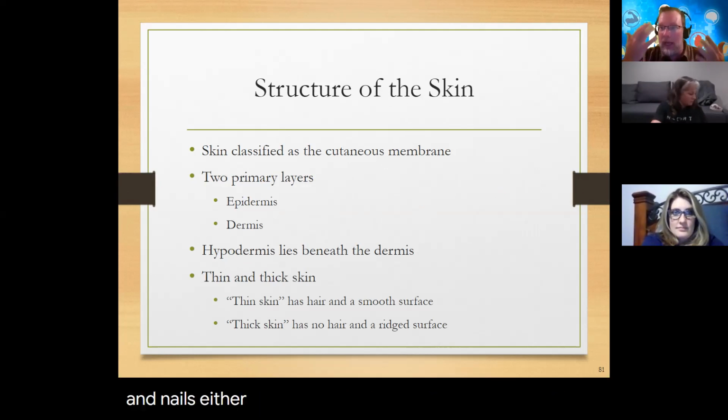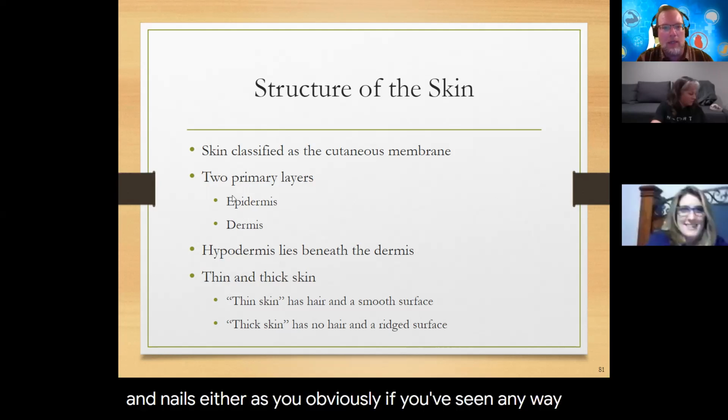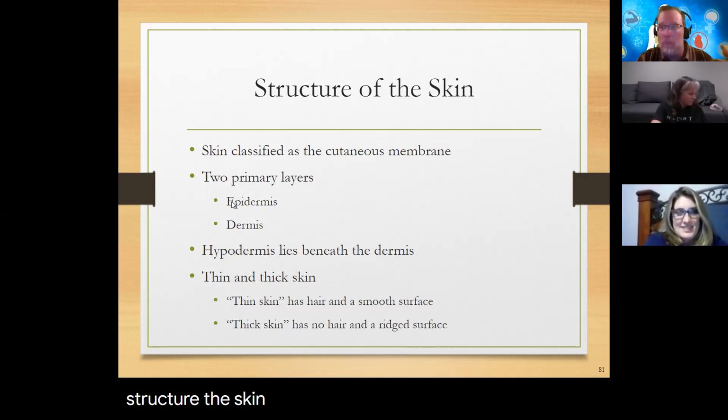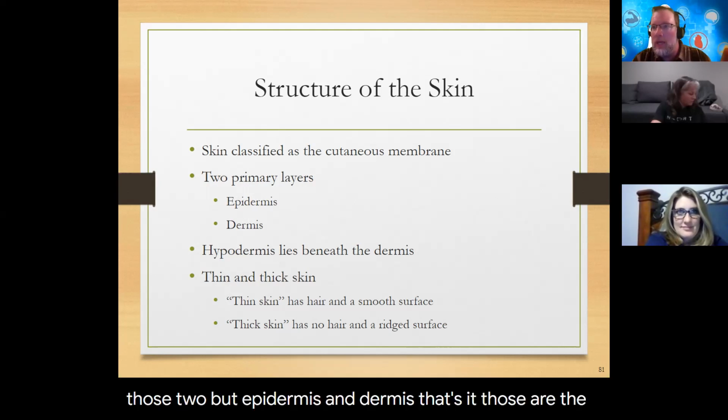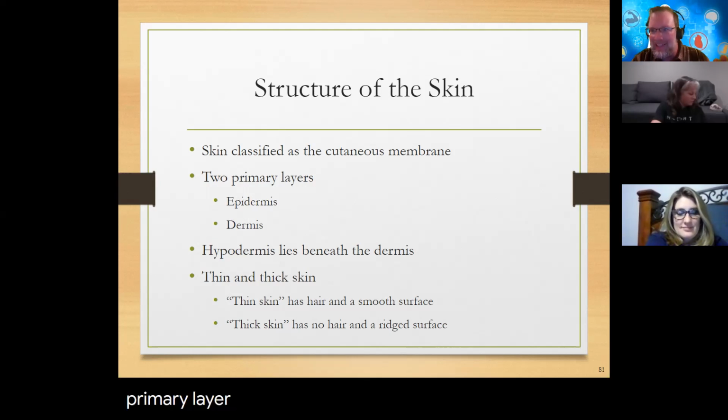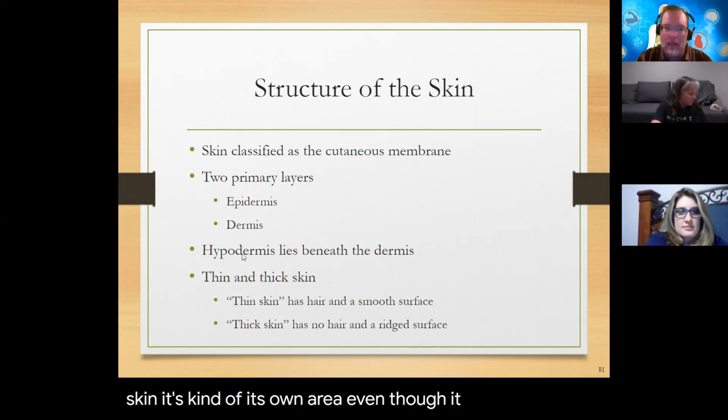As for the structure of the skin, there are only two layers. There are multiple layers within those two, but epidermis and dermis, that's it. Those are the primary layers. The hypodermis is technically not part of the skin. It's kind of its own area, even though it has dermis in it. Hypodermis, so we'll look at that as well.